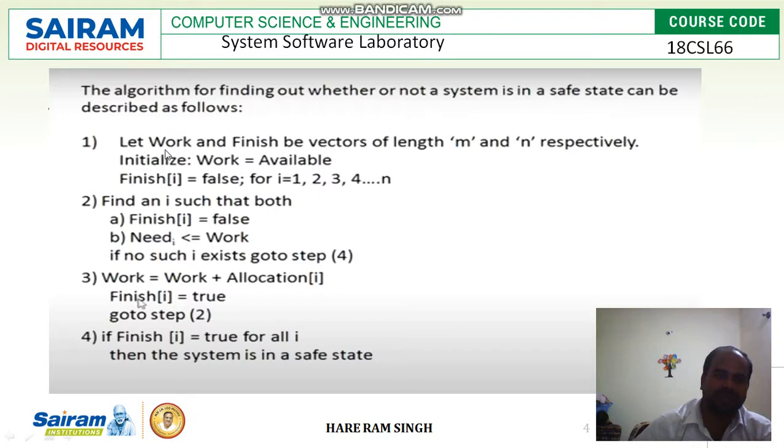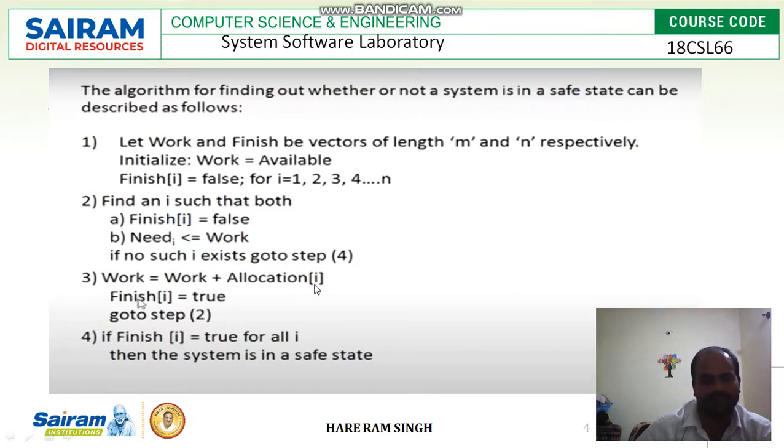Let work and finish be vectors of length m and n respectively. We should initialize work with the available matrix and assign finish[i] equal to false. Then, find an i such that finish[i] is false and need is less than or equal to work. If no such i exists, go to step 4.